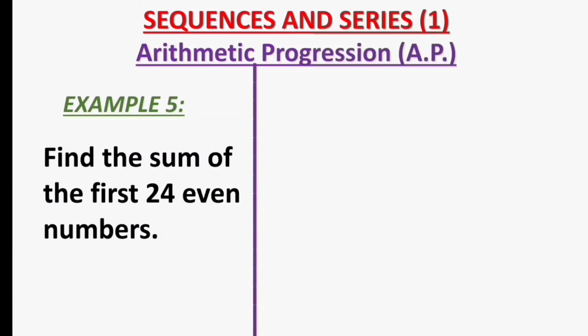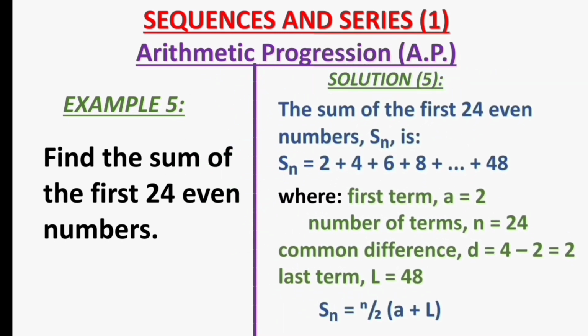Let's see our final example of arithmetic progression AP. Example 5. Find the sum of the first 24 even numbers. Let's see the solution to example 5. The sum of the first 24 even numbers S subscript n is 2 plus 4 plus 6 plus 8 and so on until we get to the last number, or 24th even number, which is 48.